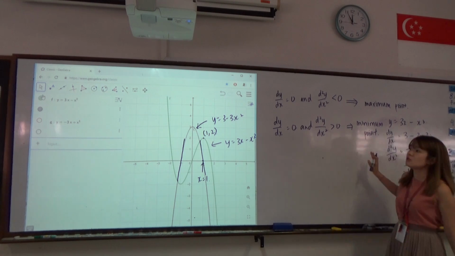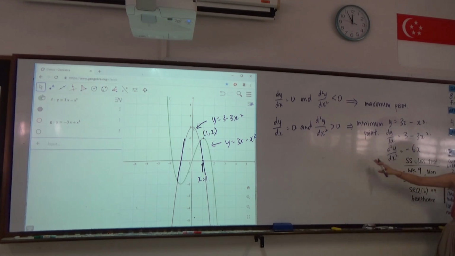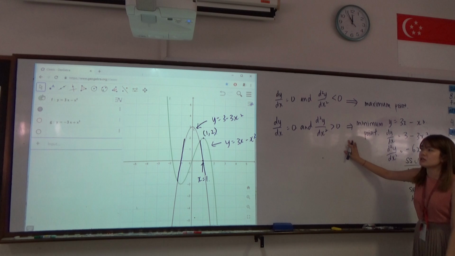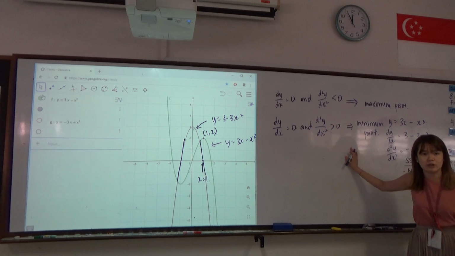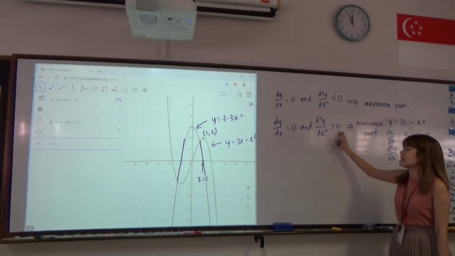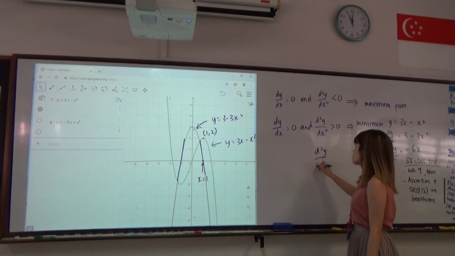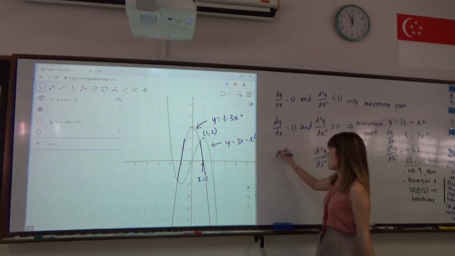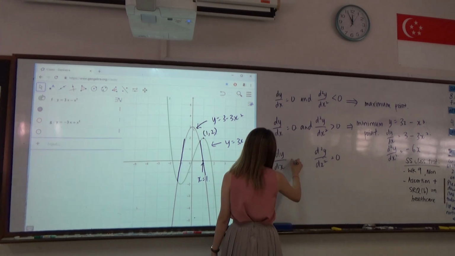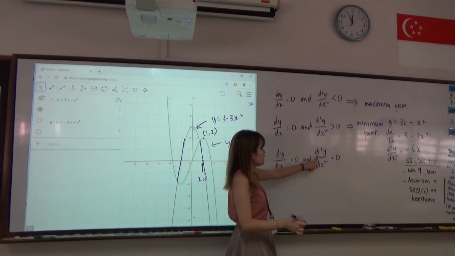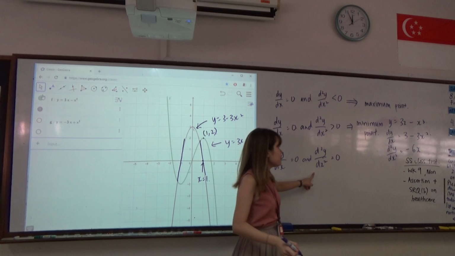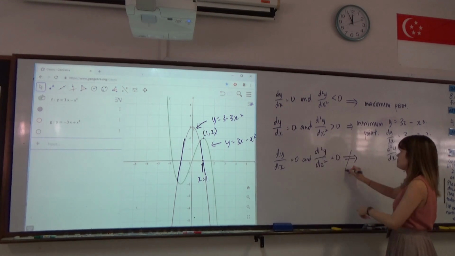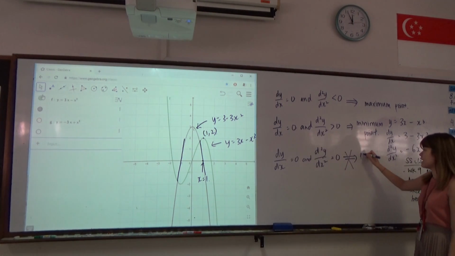The whole reason we're doing the second derivative is only for us to easily identify maximum and minimum points. We cannot determine whether it is an inflection point or not. It doesn't mean that when d2y/dx squared equals 0, so if I have a case like this where d2y/dx squared is equal to 0, it does not imply that it is a point of inflection.